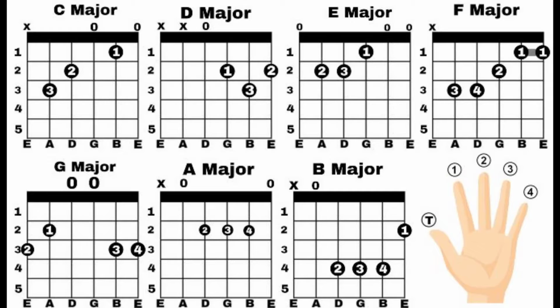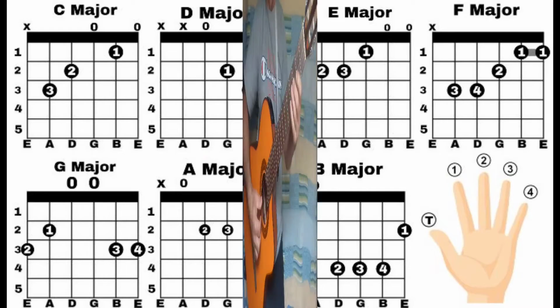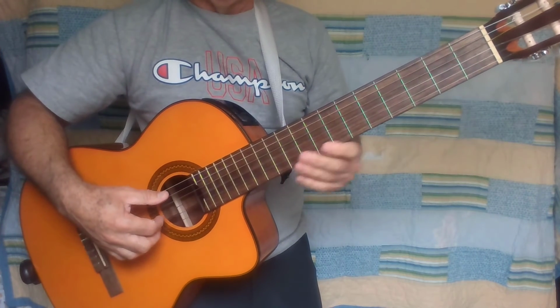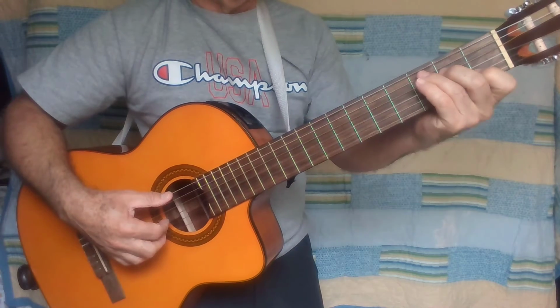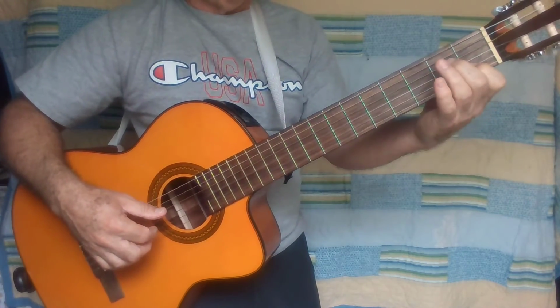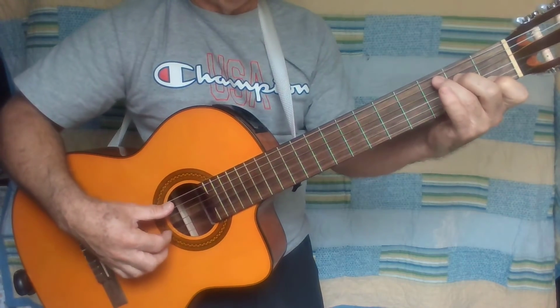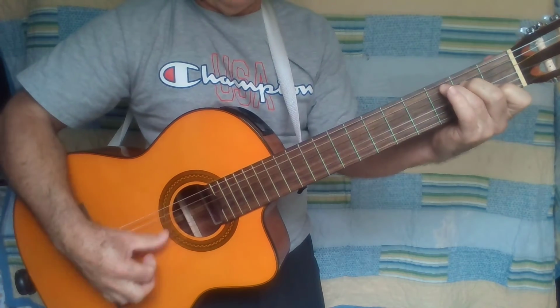I will try to show this on the guitar for you to have an idea of what we are saying. And now we keep our explanation on what we were saying, right? Finger number 1, finger number 2, finger number 3 for Do. We are playing here.